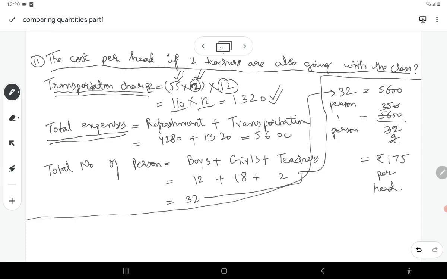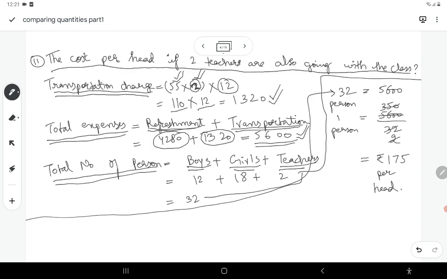So next is the total expenses. Total expenses would be the refreshment cost plus the transportation charges. Refreshment is given in the question as 4280 plus transportation is 1320, which finally gives us the value 5600. Now let's see the total number of persons. The total number of persons would be boys plus girls plus teachers. Boys is 12, girls is 18, and teachers is 2 according to this question, which gives us a sum equal to 32.